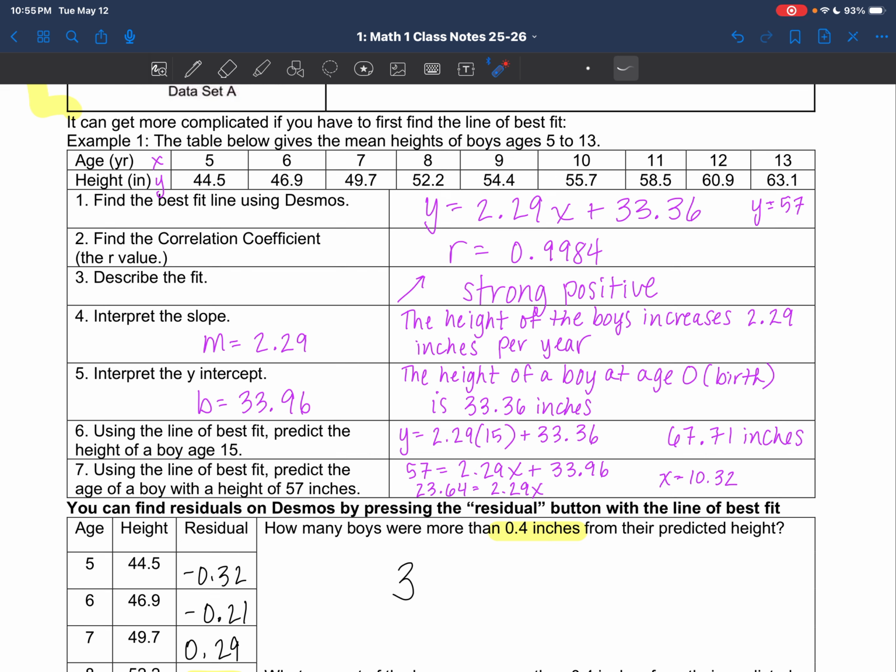And then using the line of best fit, predict the height of a boy age 15. So to figure it out, we're going to take our line of best fit, substitute in 15 because that's your x value, and we'll get 67.71.